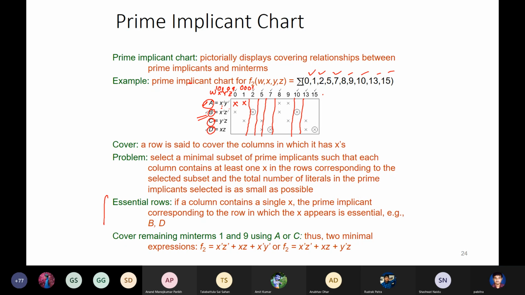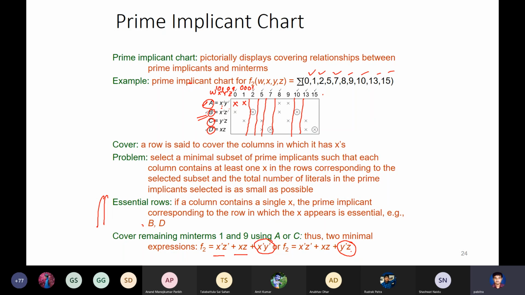Essential prime implicant. So B and D would be called the essential prime implicants. Okay. So if you look at the final expression for F2, B and D has to be there. So X prime Z prime and XZ, this has to be there. And this part is non-essential, and that you can have multiple ways of doing. So here are two possible ways of doing it.